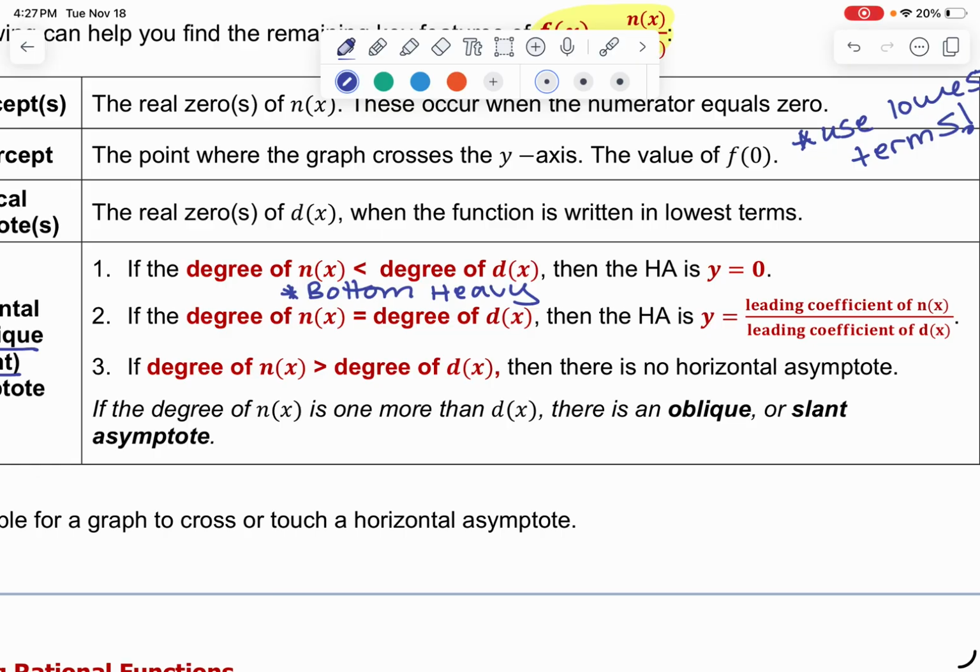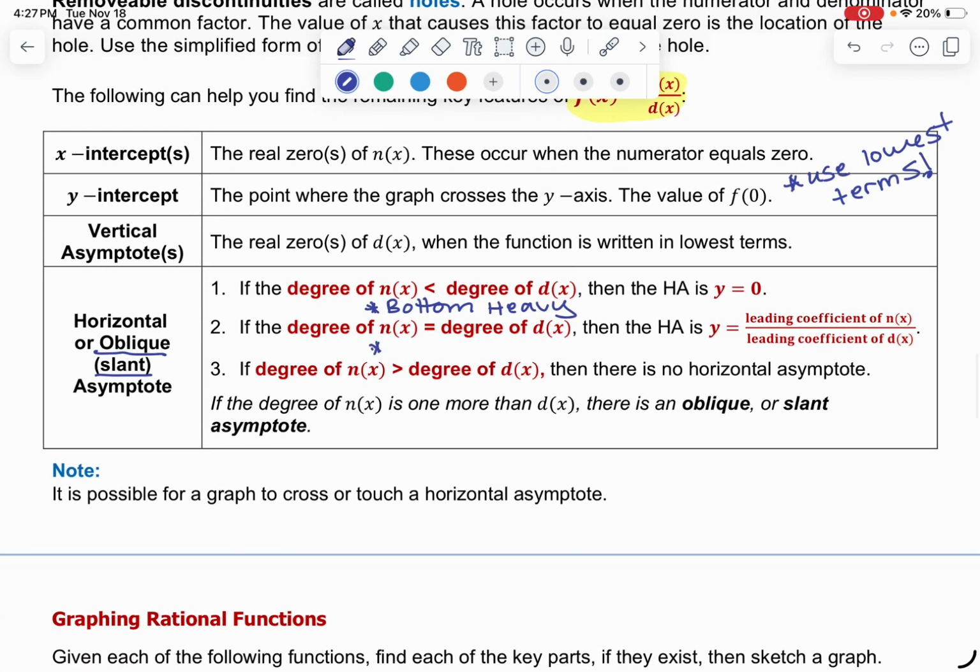If the degrees are the same, so you're even Stevens, you're going to use the leading coefficients to find the equation of the horizontal asymptote. And then if the degree on top is bigger than the degree on bottom, there's no horizontal asymptote. Okay, so we call that top heavy. Okay, and if the degree of the top is one more than the degree on the bottom, we have something called an oblique or a slant asymptote, and we'll have a whole lesson on that later in the unit.